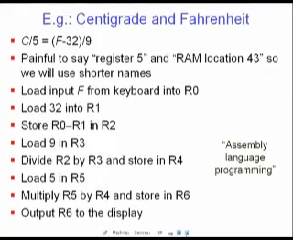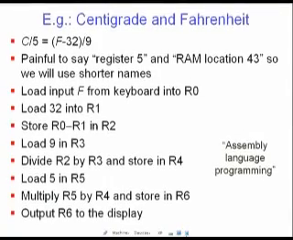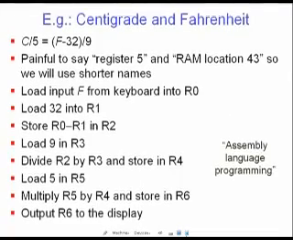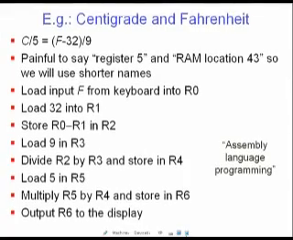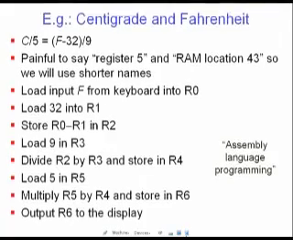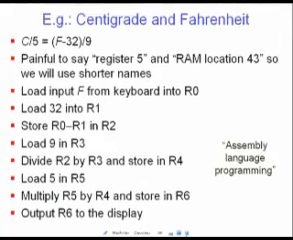So the first statement would be: load input F from the keyboard into register 0, say. Then load the constant number 32 decimal into register 1, R1. Store R0 minus R1 in R2. Load 9 in R3. Divide R2 by R3 and store in R4. That gives you the right-hand side. And then load the constant 5 in R5. Multiply R5 by R4 and store in R6. And finally, output R6 to the display.